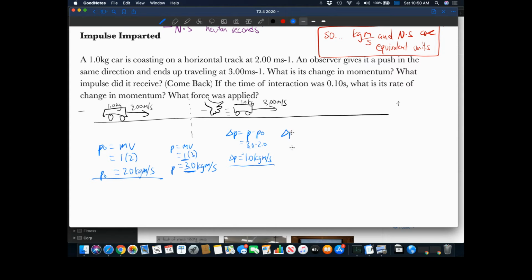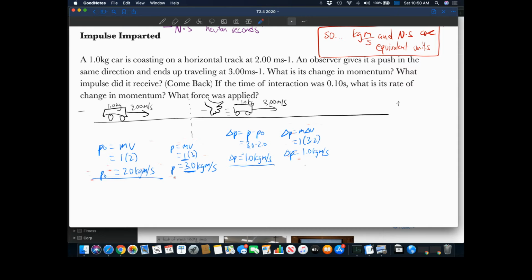We could have also done delta P as m delta V, which is 1 times 3 minus 2, which would give us 1.0 kilogram meters per second. So whether we find the initial momentum and the final momentum and then calculate it this first way, or we go straight to this, we could do it all in one fell swoop. But if we need, for some reason, the initial or the final momentum, we would do it this way. So I'm just showing you both ways for that purpose.